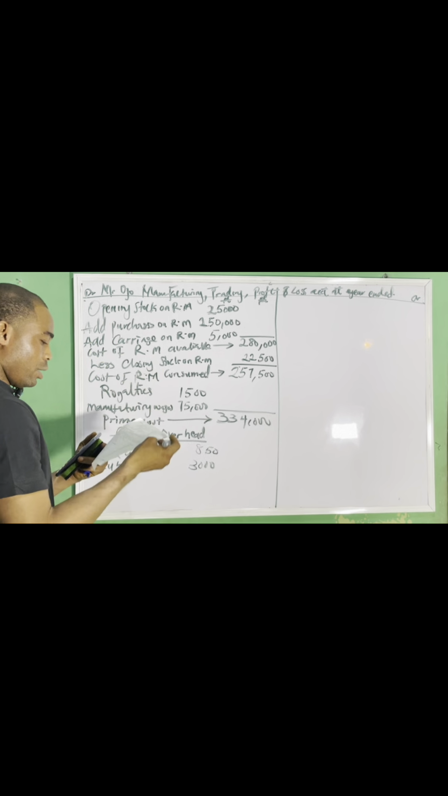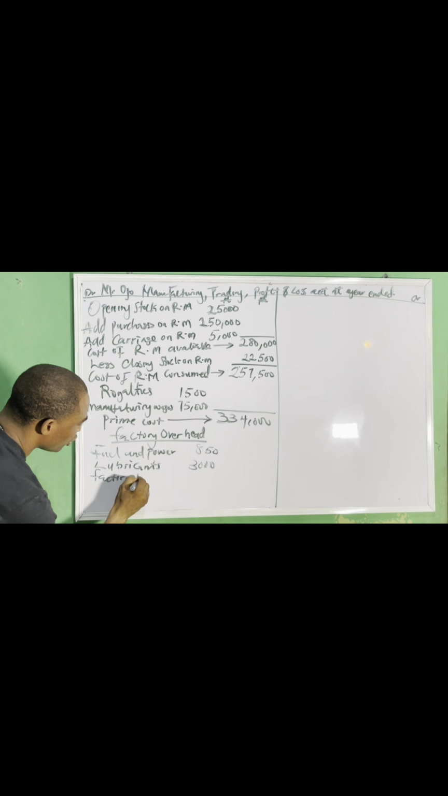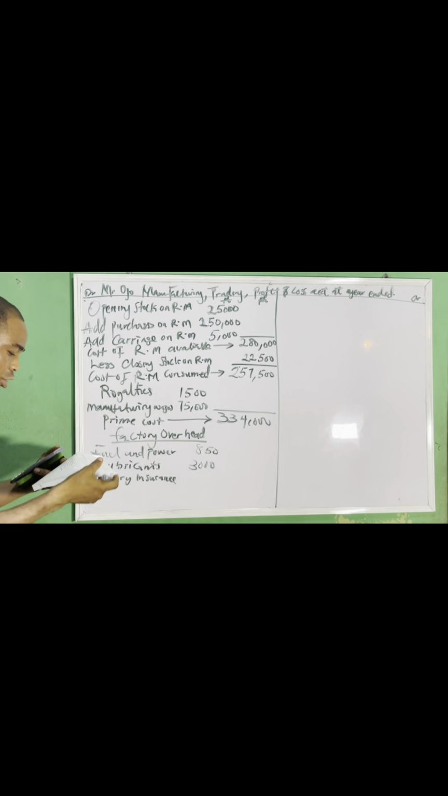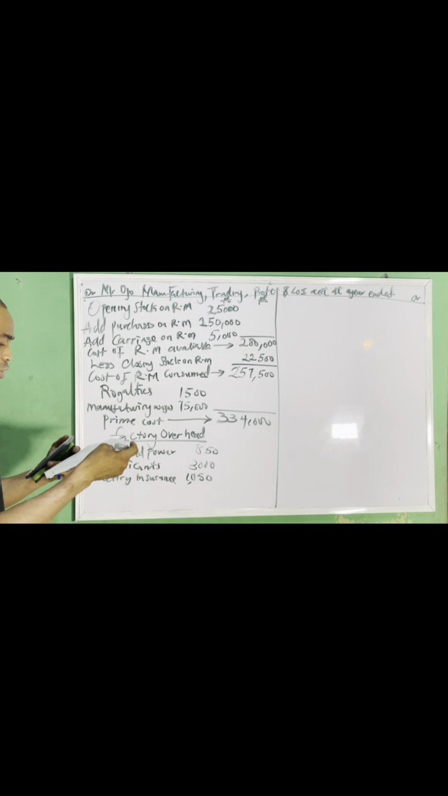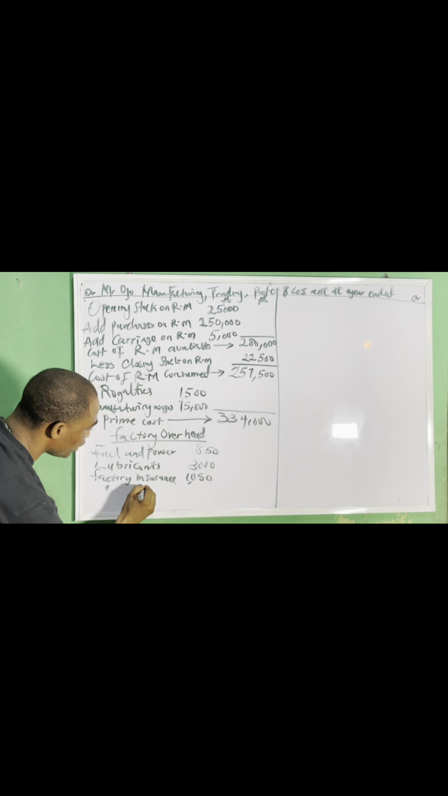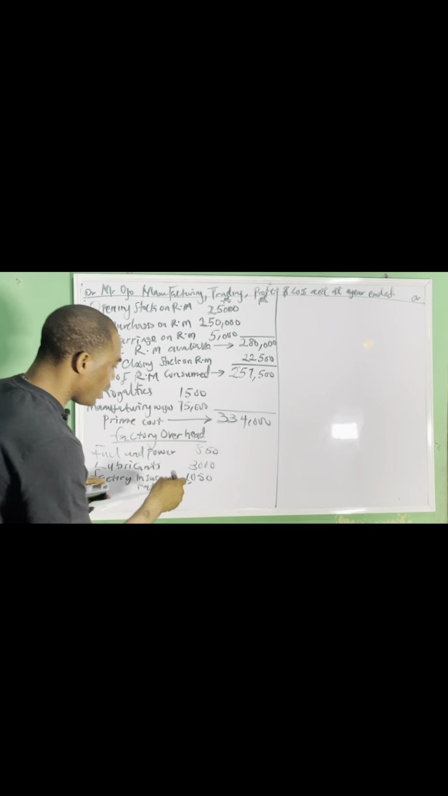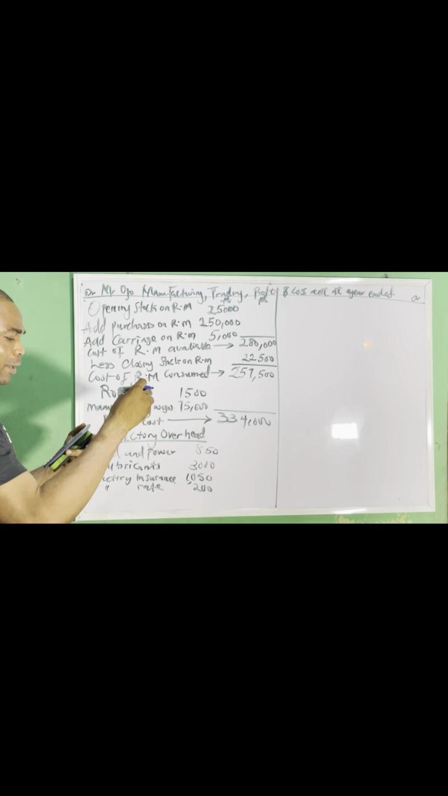So 3,000. Then we still have another one here. Factory insurance. Factory insurance is 1,050 naira. So we still have factory rates. The factory rate we have here is 200.